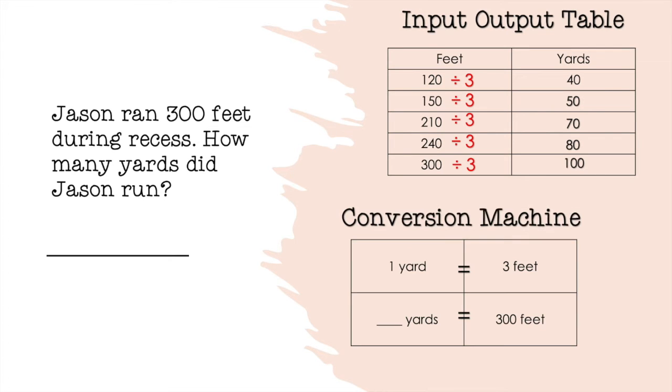Now let's look at our conversion machine. Remember, we're going to put 1 yard equals 3 feet. Now we're going to put what we're looking for, and it always has to match. Yards, yards, feet, feet. Blank yards equals 300 feet. Let's start off with this side. 3 feet times what number can give me 300? Times 100. I'm going to do the same thing on the other side. 1 times 100 gives me 100 yards. So 300 feet equals 100 yards.